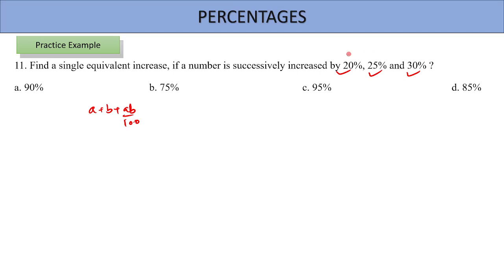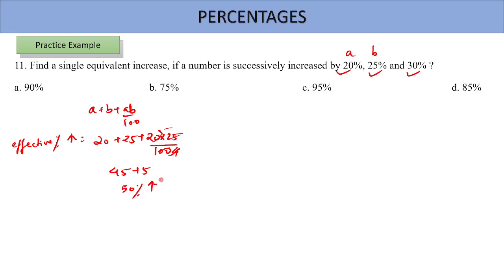So first we will consider your a as 20 and b as 25. So your effective percentage increase you will get as 20 plus 25 plus 20 into 25 by 100. You will get 45, and this will go 1 by 4 and 5, plus 5. It is a 50 percentage net effective increase.